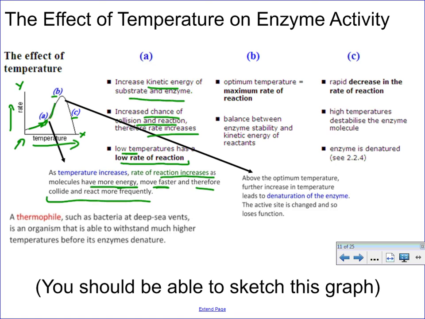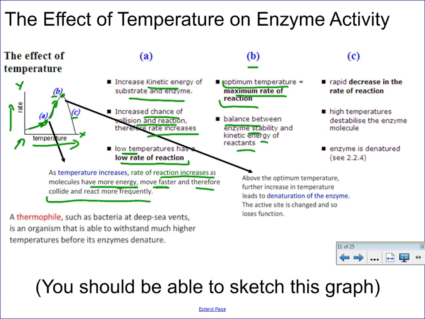As the temperature continues to increase, we reach a peak point. This peak point, which is point B on the graph, is referred to as the optimum temperature. The optimum temperature is where we get the maximum rate of reaction, the maximum amount of activity for our enzyme. Here we have a balance between the enzyme stability and the kinetic energy of the reactants.